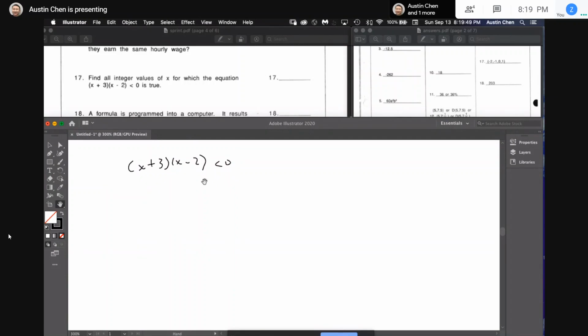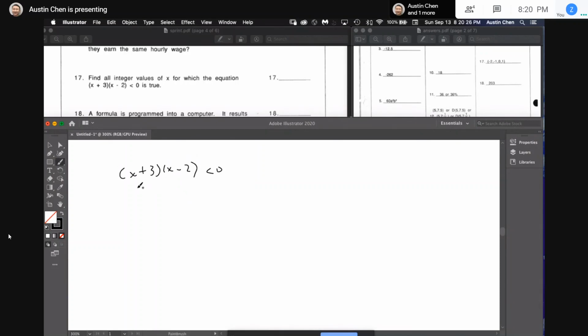All right. So whenever you have expressions multiplying each other and you have an inequality with a 0 on the other side, all you're looking at here are the signs of these multiplying expressions, right?